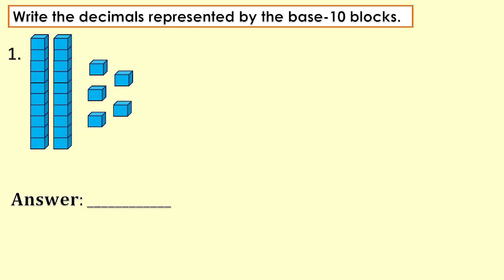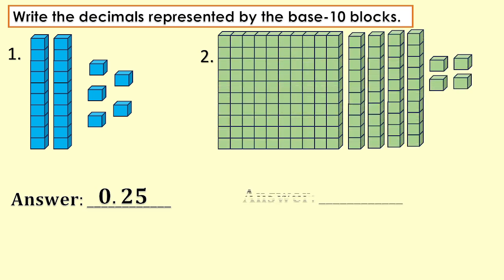Another. Write the decimals represented by the base 10 blocks. So the answer is 0.25 or 25 hundredths. Number 2. So the answer is 1 and 44 hundredths.